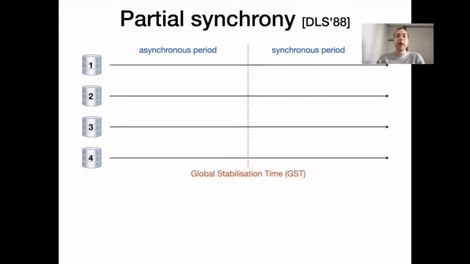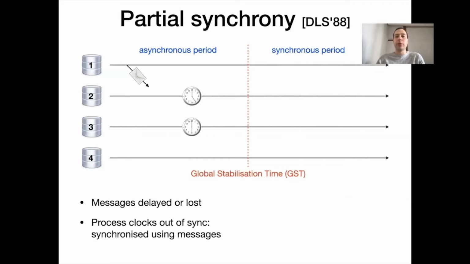In this model, the execution of the system is divided into two periods. First, there is an asynchronous period during which things don't go well. Messages can get delayed or lost, and clocks at processes may get out of sync. That's because in practice, they're also synchronized using messages. And then at some point, there will be a global stabilization time. So this time is unknown to the protocol, but it exists.